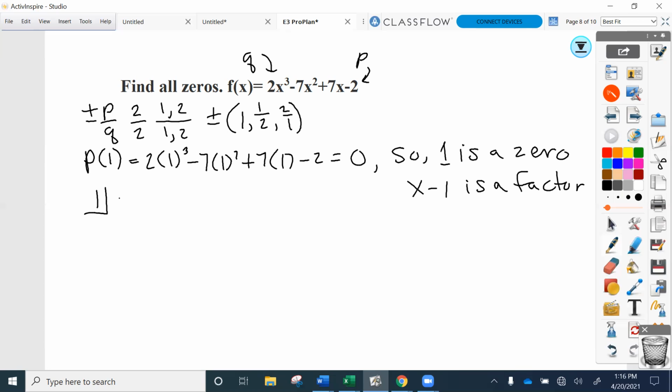or zeros. I'm just going to use the coefficients from the f of x. So -7, +7, and -2. So we'll do some synthetic division and add.